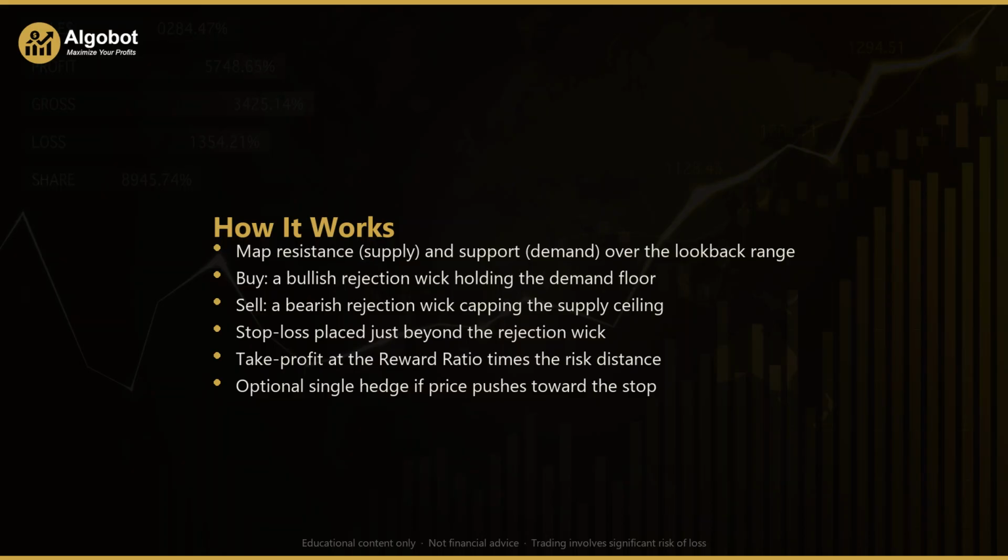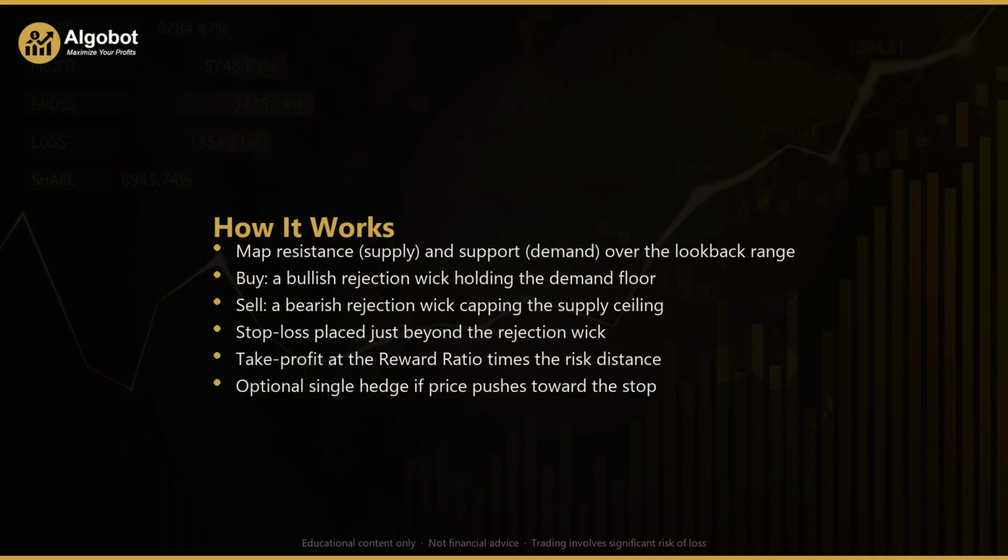Risk is handled structurally, without any indicator. On a buy, the stop loss sits just below the rejection candle's low, with a small buffer. The take profit is then placed at a multiple of that risk distance, defined by the reward ratio parameter, 2 by default, meaning the target is twice the stop distance.